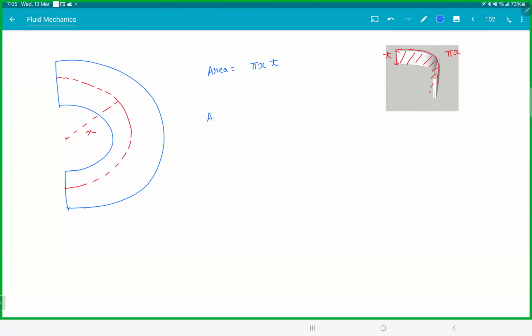So A1 V1 is equal to A2 V2. Initially the area is pi into R1 into thickness t and velocity is V naught. After going a distance x, the area is pi x into thickness, which is the same, and let's call the velocity V dash. So V dash will be V naught R1 by x. Easy, no? That was all we had to do. Take x from the center, it will make life easy. Easy? Velocity part?